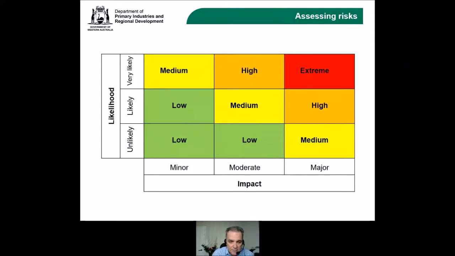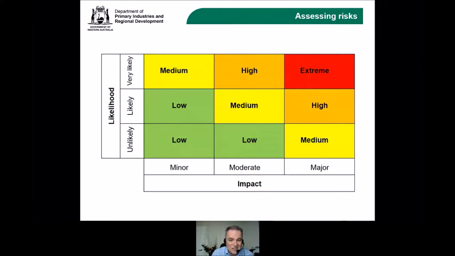Unlikely might be, well, it might happen once every 10 years, or likely might be, it might happen once every 3 to 10 years. And very likely might be, well, it's probably going to happen once in the next 3 years. So we use those sort of definitions, and those definitions can vary depending upon your understanding of things and your willingness to accept a risk, I guess.